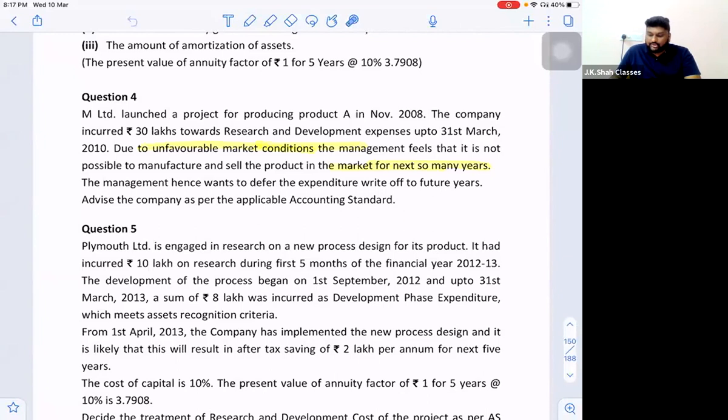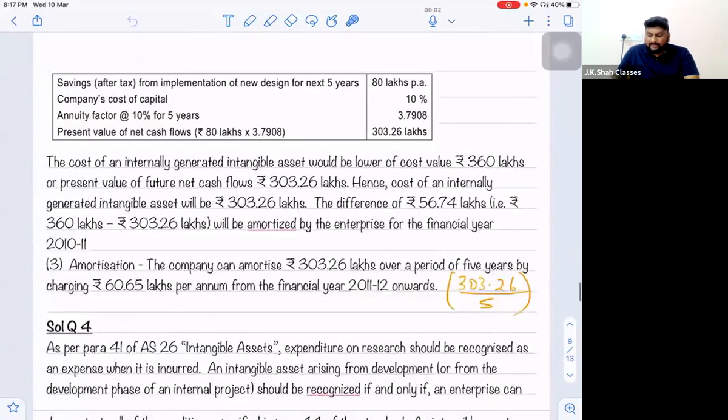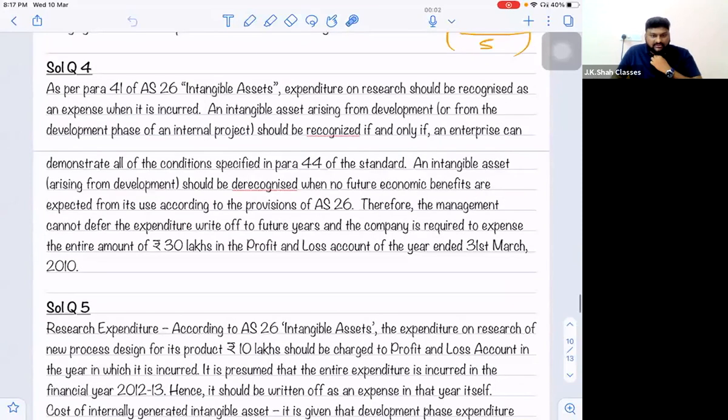Correct? So how will we present the answer? Sir, the first paragraph will be talking about those conditions. We will not write all the conditions. We just have to write that the development expenses can be deferred or recorded as an intangible asset if it can demonstrate all the conditions given in AS 26. Because if we write all those 6 conditions, it will become a too lengthy answer.